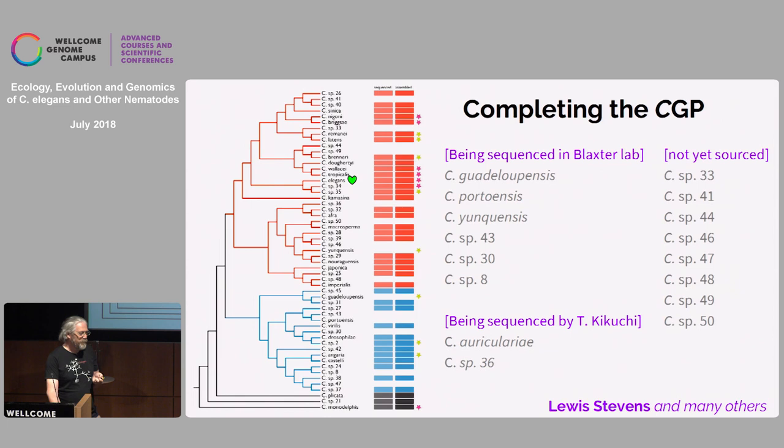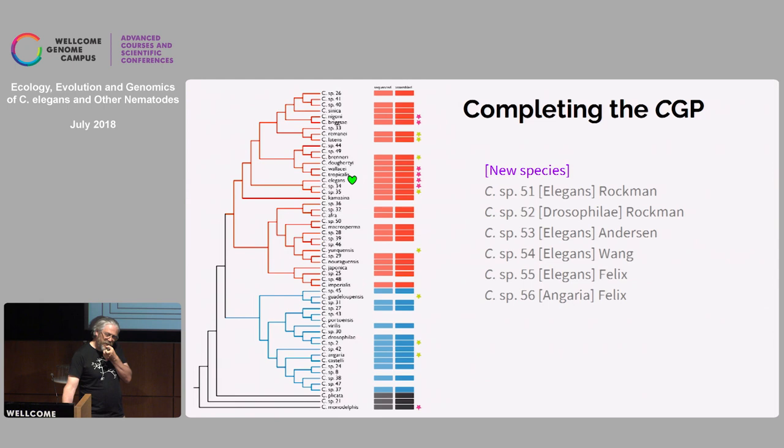But of course, the community hasn't stopped looking for Caenorhabditis, and the list keeps growing. So we're now up to species 56. And there's a new set of species, so we may have to develop methods or protocols for sequencing these ones to add to the tree.